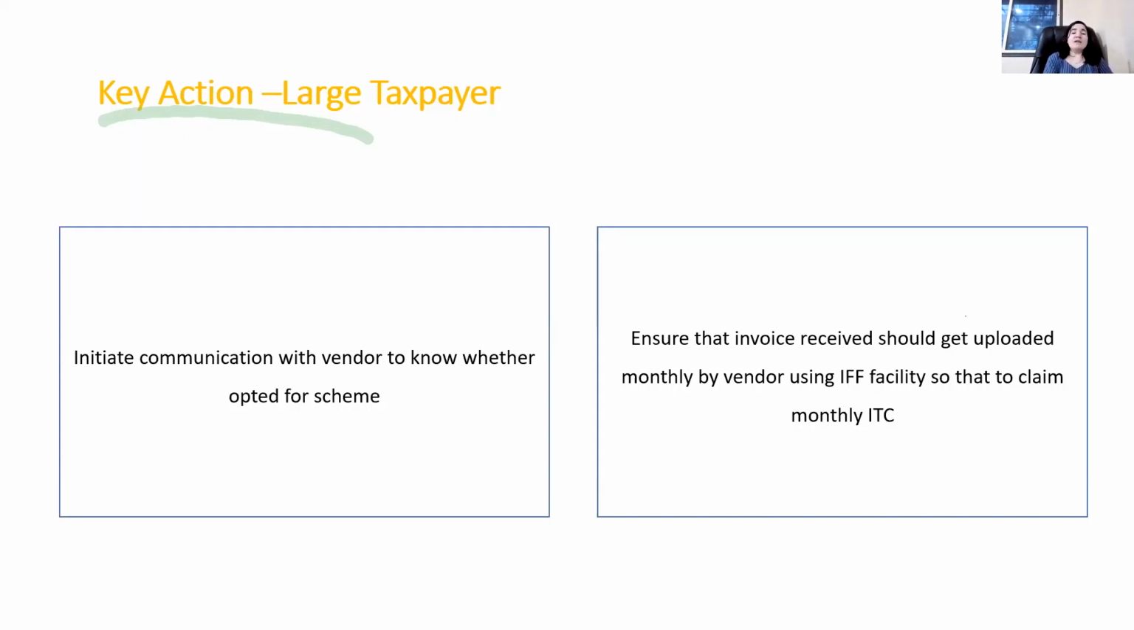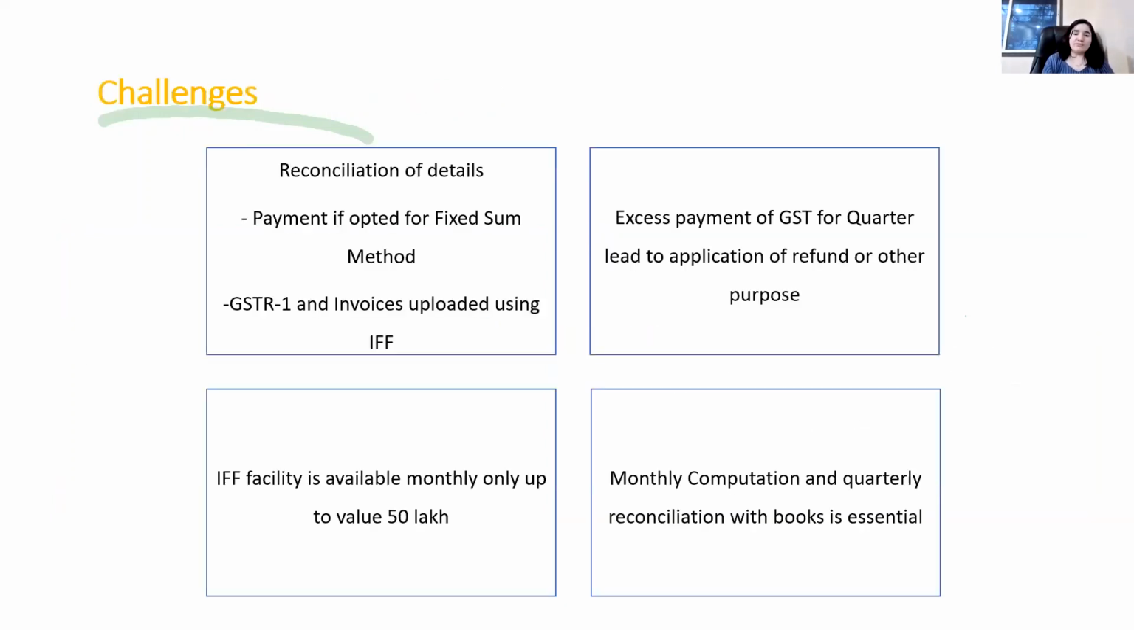Else what happens? Let's say you have 5 vendors, all below 5 crore and opted for the QRMP scheme. Amongst them, 3 vendors may not have uploaded the invoices. In such cases, it is very difficult to avail the credit, and in the last month you find that your credit balance is huge. So ensure that your credit balance is not affected on account of this scheme, and accordingly communicate with your vendors so that this scheme will not affect the company.